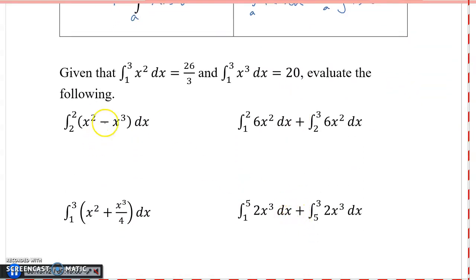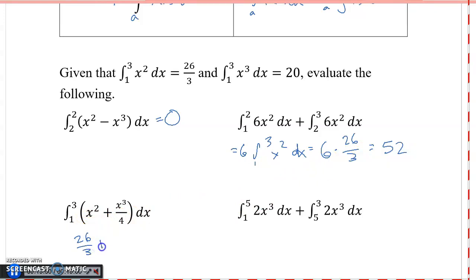So real quick at the end here, from 2 to 2, that's got to be 0. This is going to be from 1 to 2 and from 2 to 3, so that's going to be from 1 to 3 of 6 x squared dx. We're told that the integral from 1 to 3 of x squared dx is 26 over 3, so this is 6 times 26 over 3, which is 53. No, what am I doing? This is 60. I can't double. It's 52.